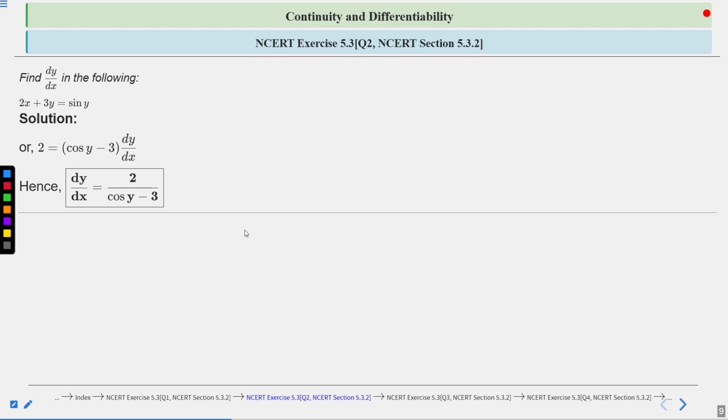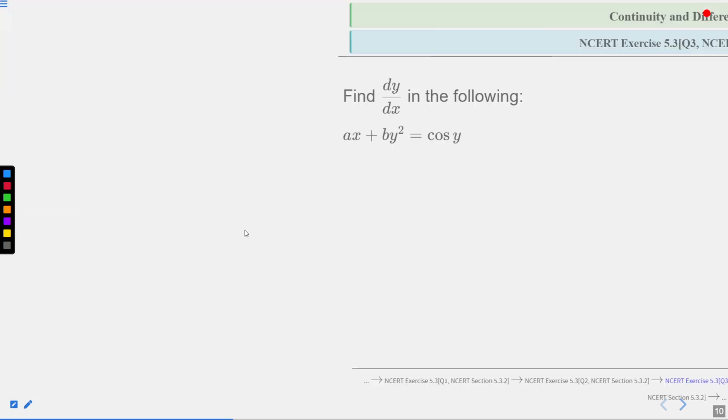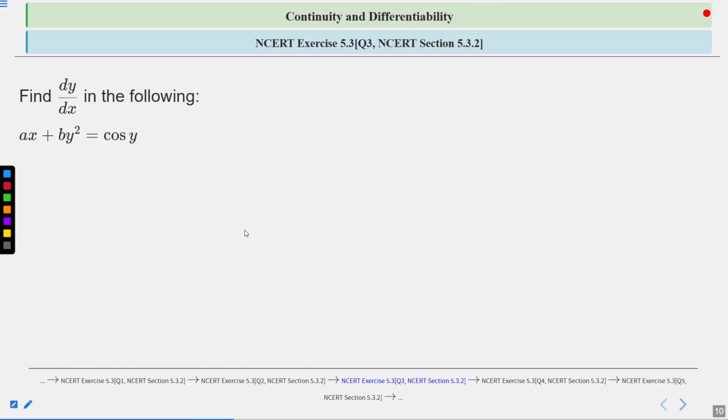Okay, so let us move to the next question. Next question is NCERT exercise 5.3, question number 3. Find dy by dx in the following, and the expression is given as ax plus by square is equal to cos y. Clear? And we basically have to find dy by dx. You have 1 minute 10 seconds to solve or think about this question. After that, we will move to the solution part.